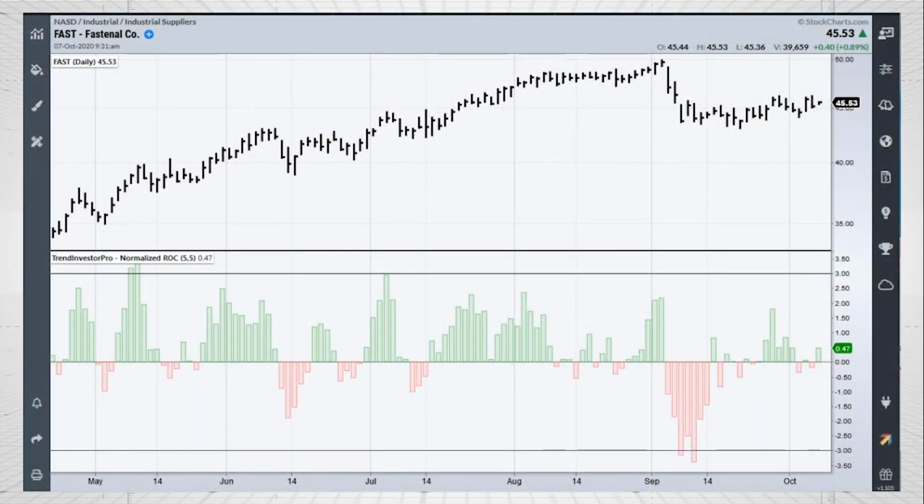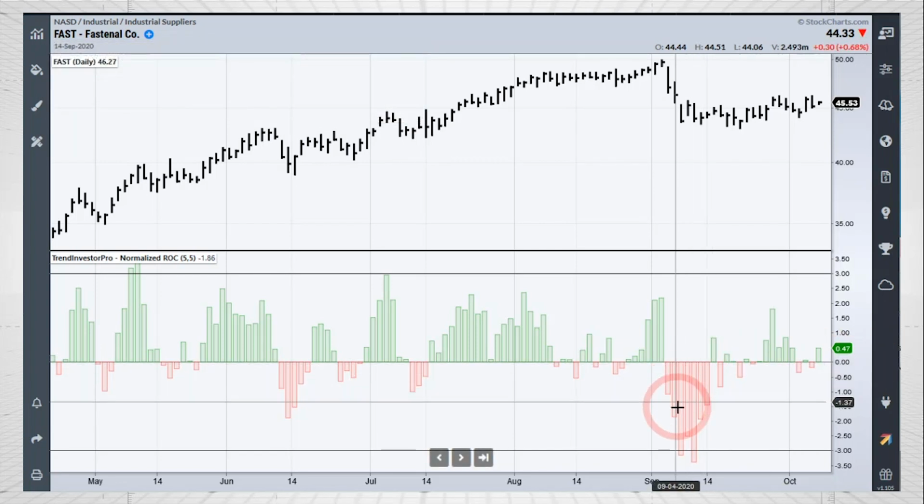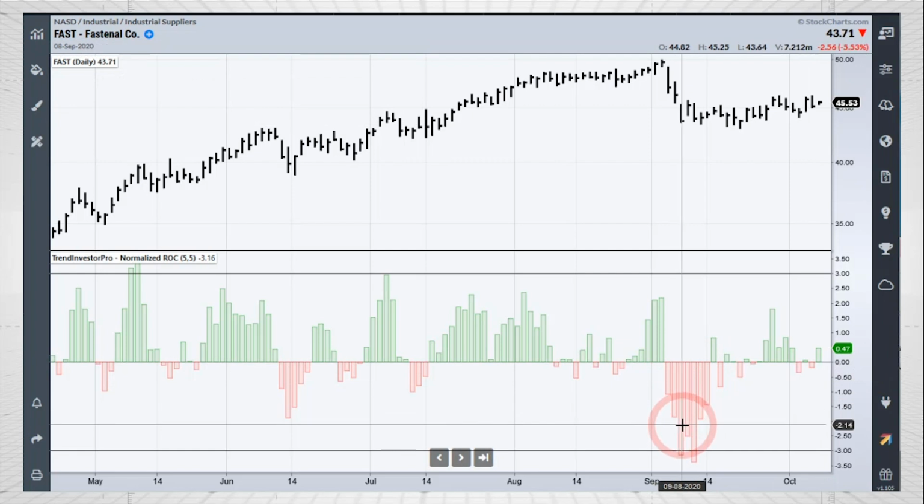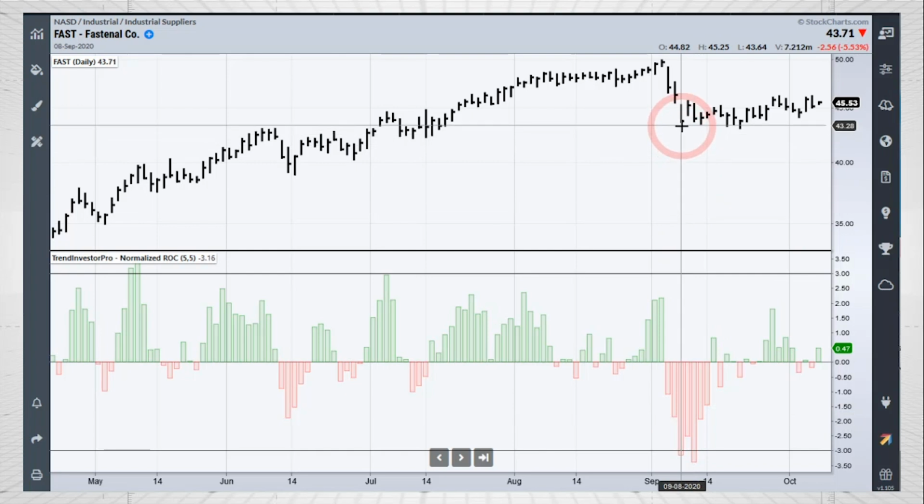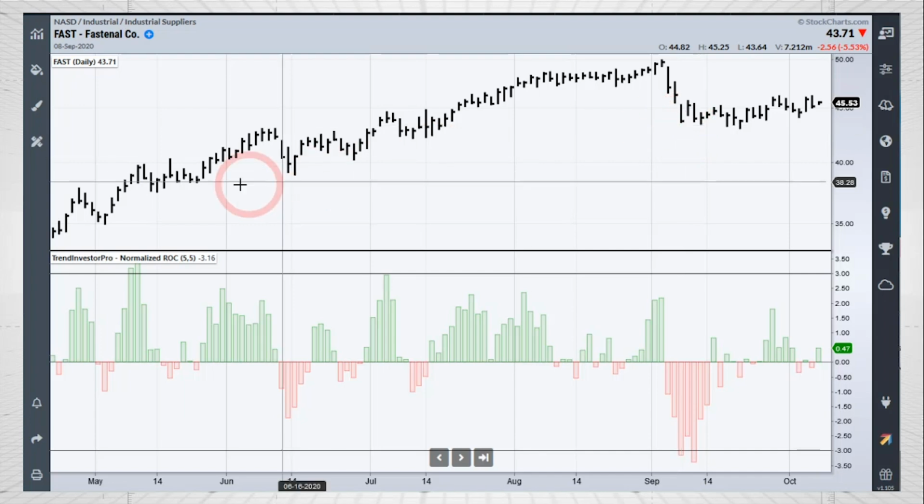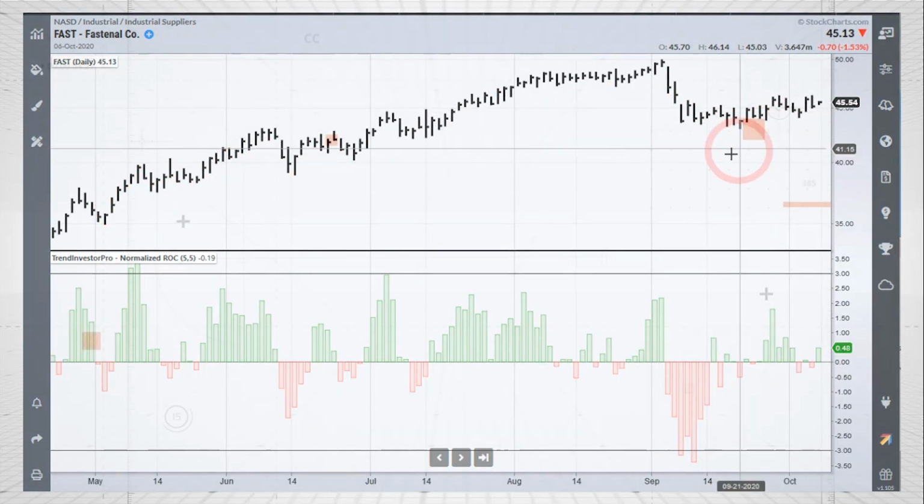Now, the other manner to use the normalized rate of change would be on a shorter time frame, say a 5-day absolute rate of change divided by a 5-day ATR. And when you get a short, sudden move down, as we did here in the early part of September, this is Fastenal, you can see it became oversold. And when you get this oversold, you need to perk up for a potential bounce, especially if you're in an uptrend. And the bigger trend is clearly up here, and it's oversold and firming here.